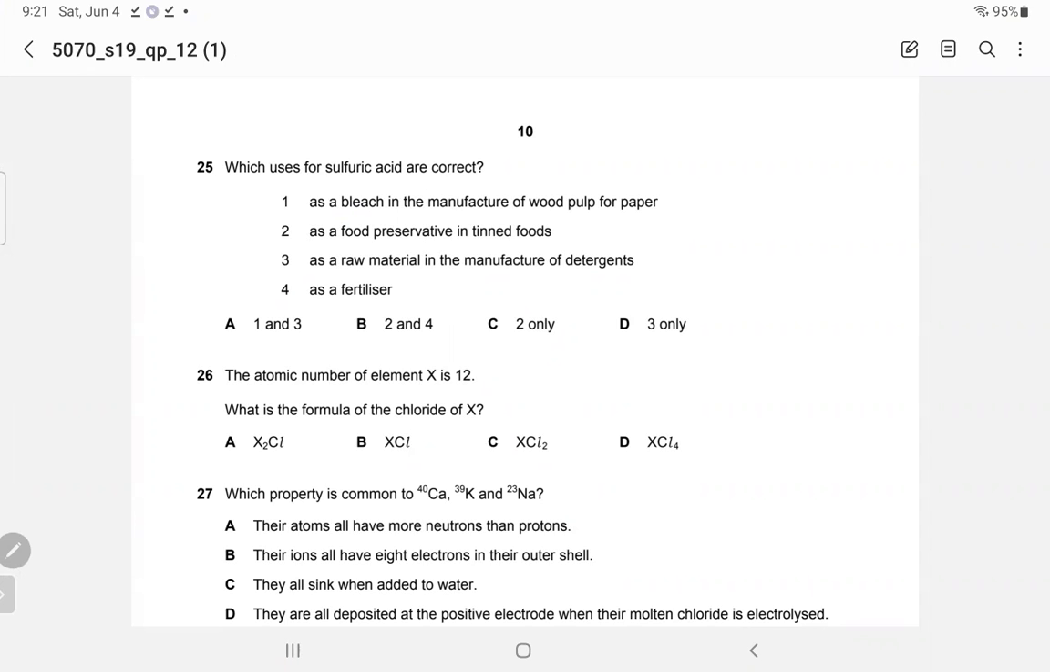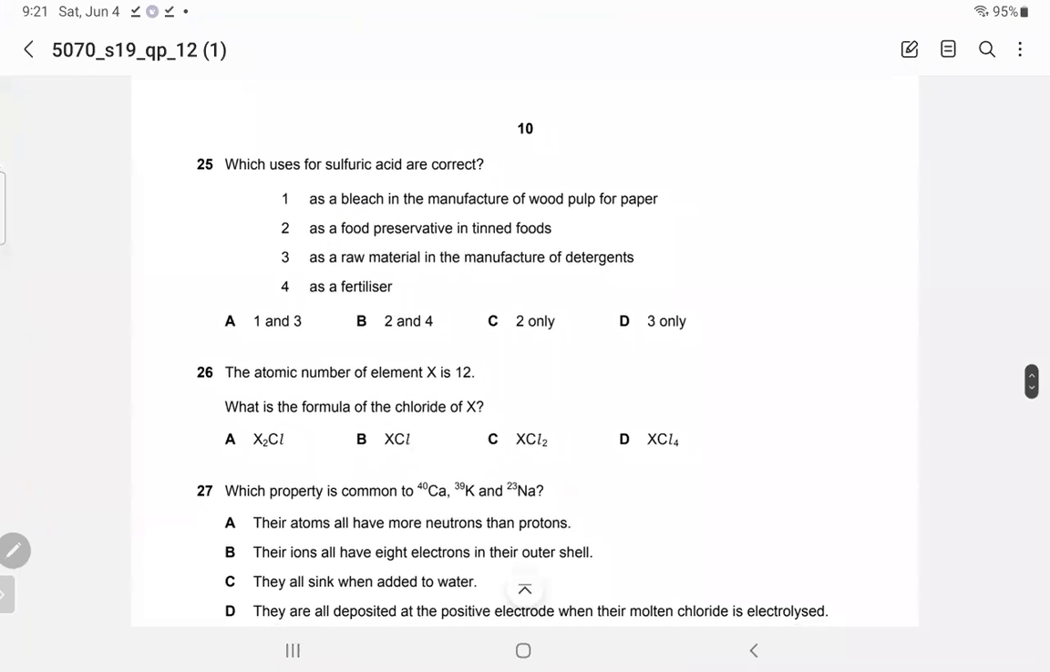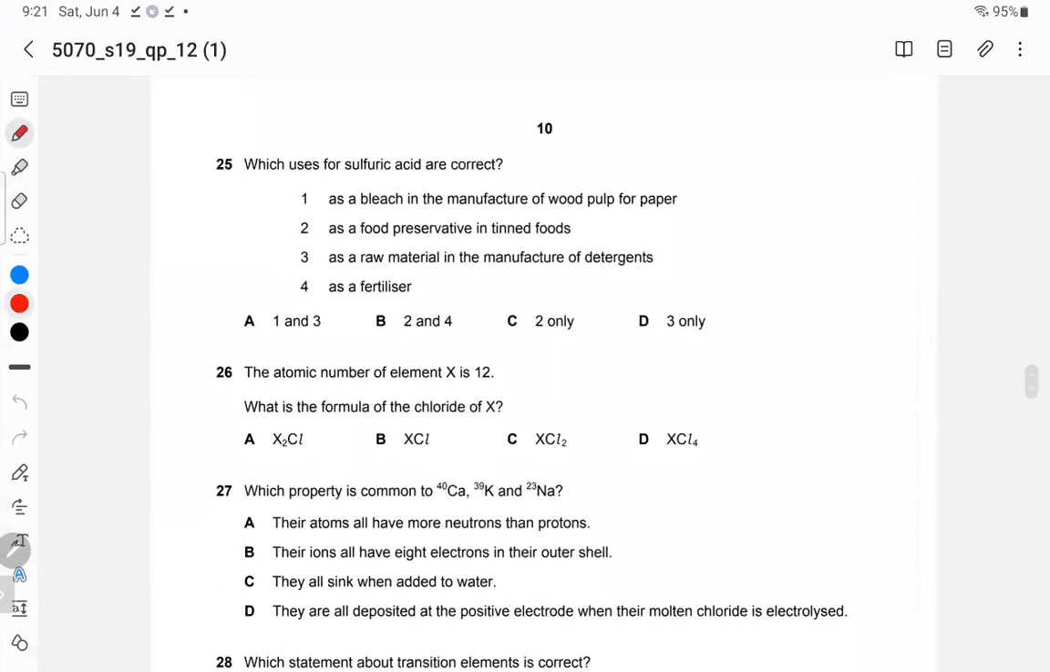As a bleach in the manufacturing of wood pulp, no. As a food preservative in tinned foods, no. As a raw material in the manufacturing of detergents, yes. As a fertilizer, no. So D is the correct answer. Okay, very good. Now question number 26.